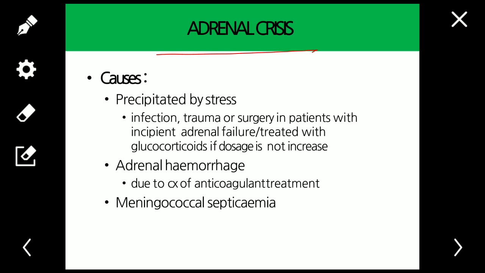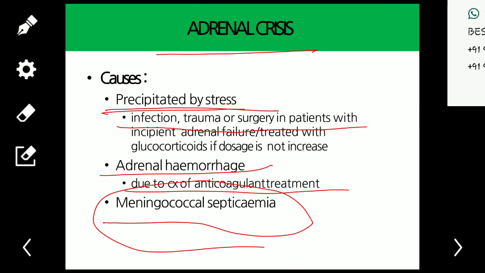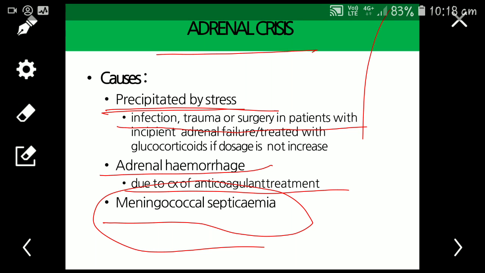This adrenal crisis is precipitated by stress in the form of infection, trauma, surgery in patients with incipient adrenal failure, or patients treated with glucocorticoids if the dosage is not increased. Sometimes adrenal hemorrhage due to anticoagulant treatment or meningococcus septicemia, which is a bacterial infection, can lead to it.